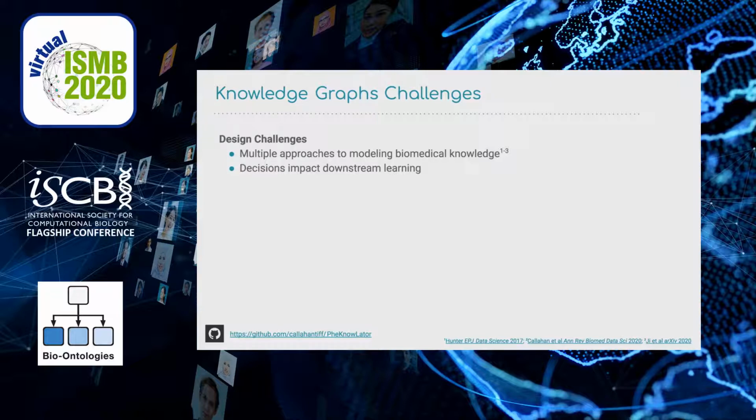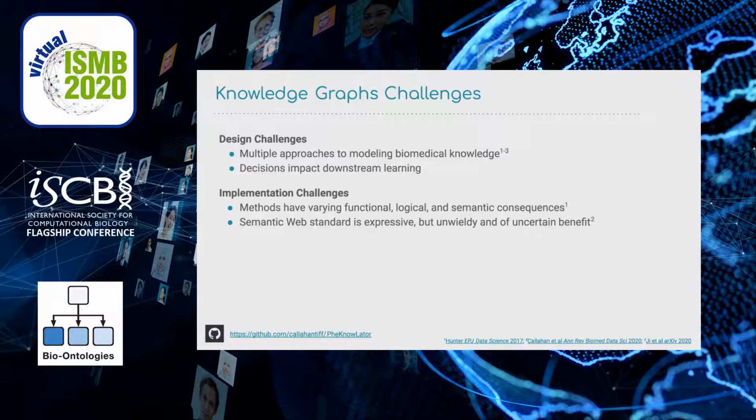First, there are significant design challenges due to the multiple ways that one can model knowledge, which ultimately impacts the types of downstream learning one can perform. There are also significant implementation challenges. Opting for a representation that enables high semantic expressivity comes at the cost of significant compute resources. And some of the existing tools, while providing exceptional performance, are written in less commonly used programming languages, which makes them difficult to adapt, expand, or use.